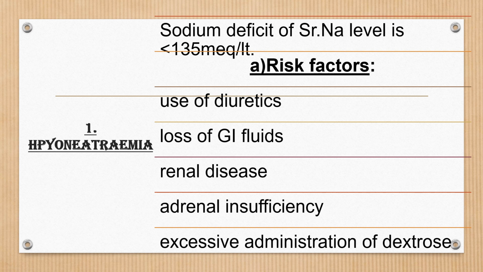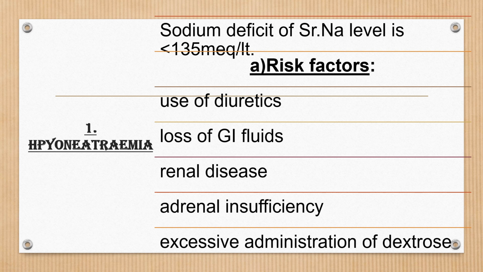Then we start with the imbalances of electrolytes. As we see, the electrolytes are sodium, potassium, calcium, phosphate and magnesium. So what are the imbalances? Imbalances are always either decreases or increases. First and foremost, hyponatremia. Hyponatremia means a decreased sodium level in the blood.